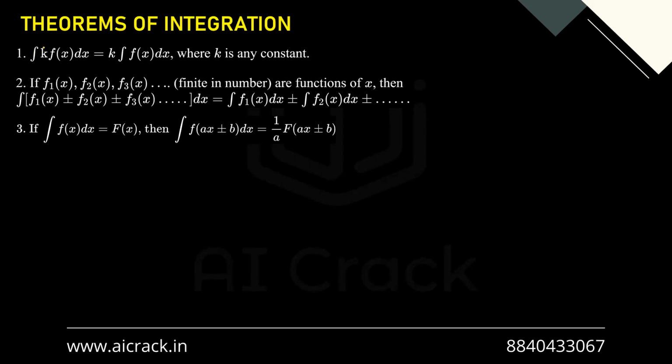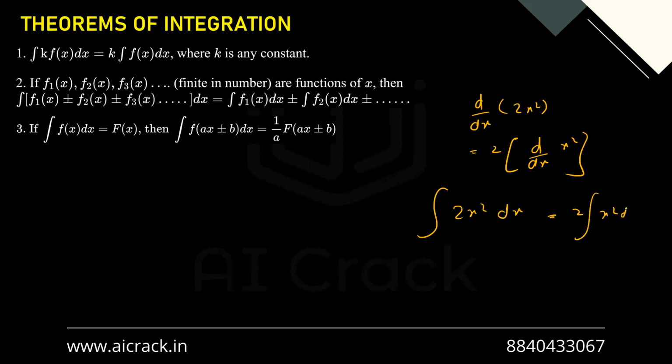Now let us talk about the theorems of integration. The first theorem says if we have a constant k inside the integral, then we can pull the k outside the integral. This is the same as differentiation. In differentiation, d by dx of 2x square would be 2 times d by dx of x square. Exactly similar is the case for integration: the integral of 2x square dx is 2 times the integral of x square dx. Both are the same, right?